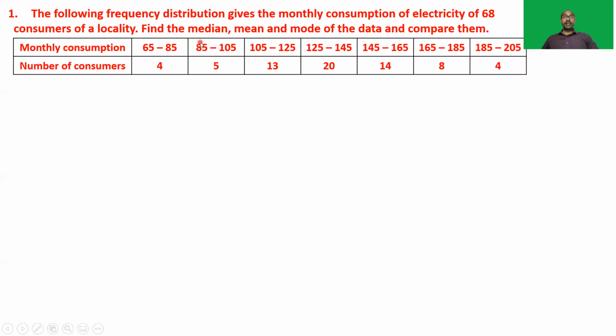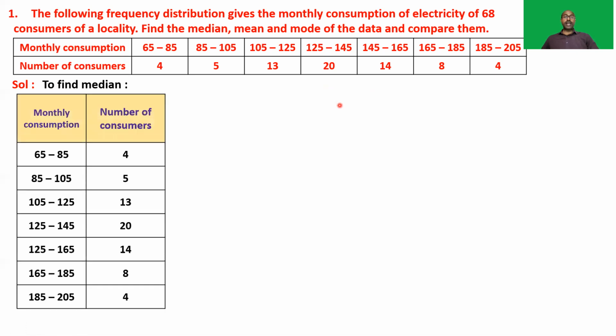and the number of consumers between 85 units to 105 is 5. The number of consumers between 105 units to 125 units is 13, and so on. 125 to 145 is 20, 145 to 165 is 14, 165 to 185 is 8, and 185 to 205 is 4. So here we have to find the median, mean, and mode, that is all three central tendencies of the given data. So first let us find the median.